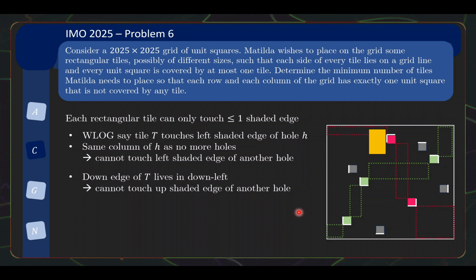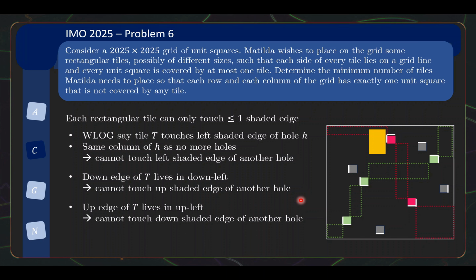So make sure you understand that reasoning, it is actually one of the trickier ones. And because of that, notice that all the up shaded edges cannot be inside the down left region because of how I define it. It needs to be in the up left intersect up right regions, right? So therefore, no down edge of T could be in contact with any up shaded edge of another hole.